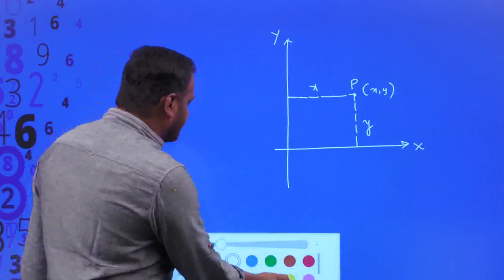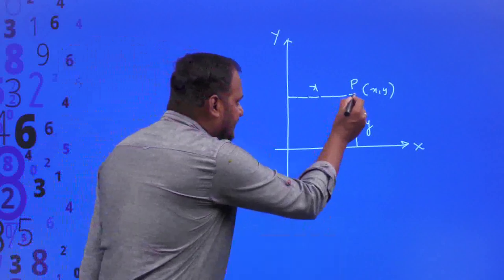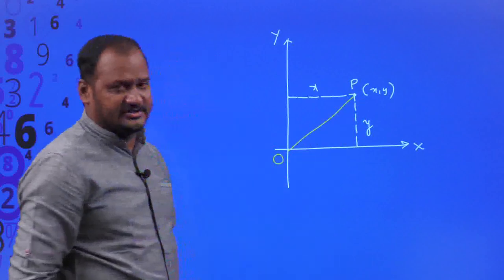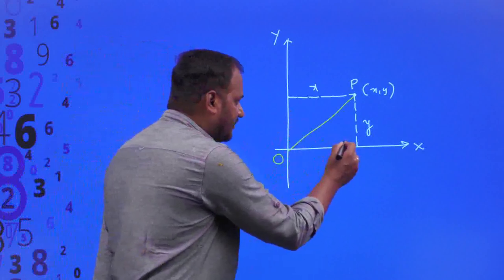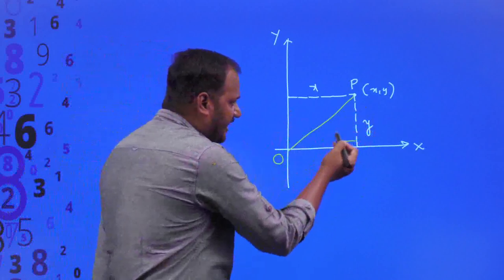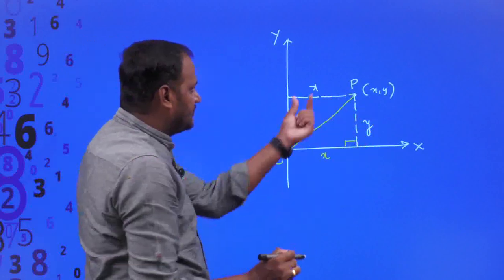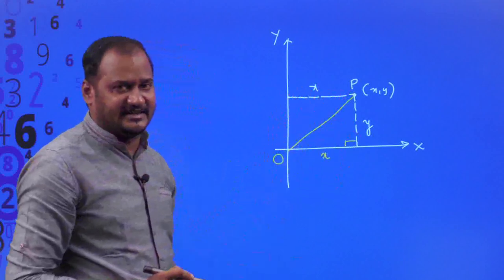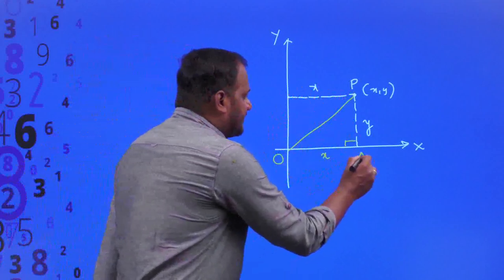Now I am going to figure out the point x comma y here. See, I am joining O and P. O is nothing but the origin. When you join O and P, a right angle triangle is formed. See, this is y and this is the horizontal axis. So the value of this length is the same as this length because it's basically a rectangle. Let us name this point A.